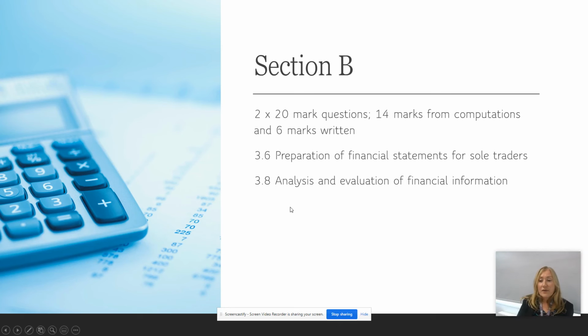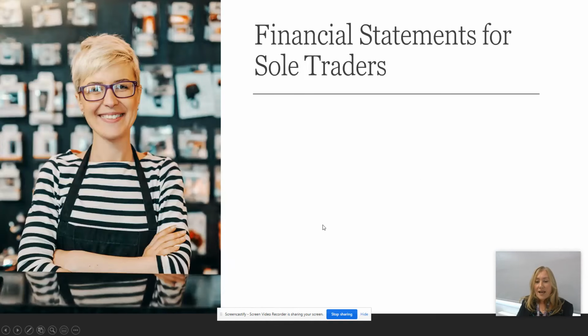3.8, analysis and evaluation of financial information. Primarily, that's going to be on ratio analysis. We've got 3.16, accounting for limited companies. That also crops up in section C. So let's just start with the financial statements for sole traders.